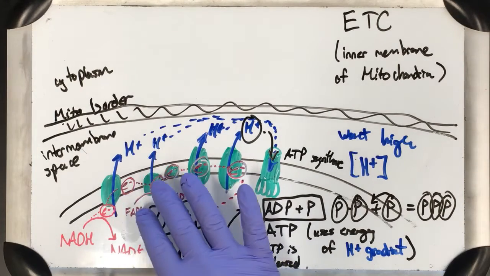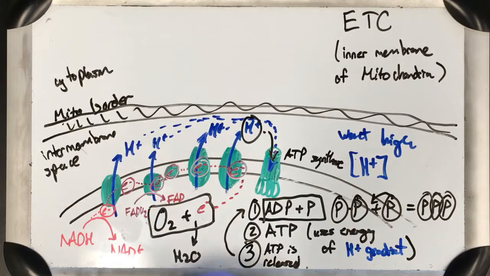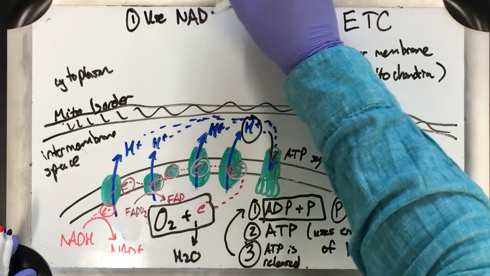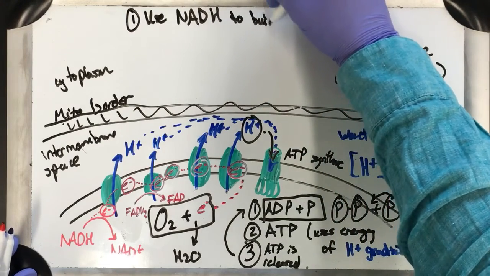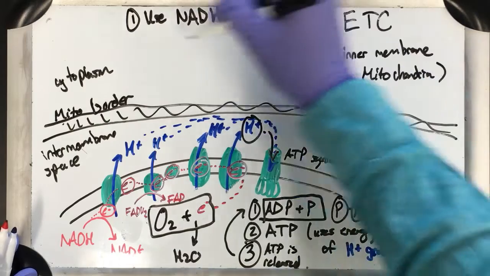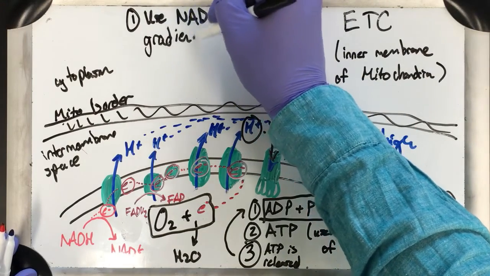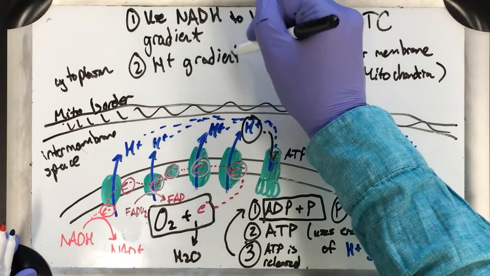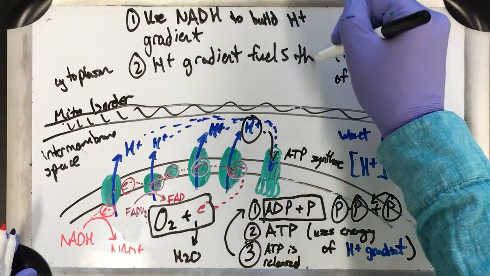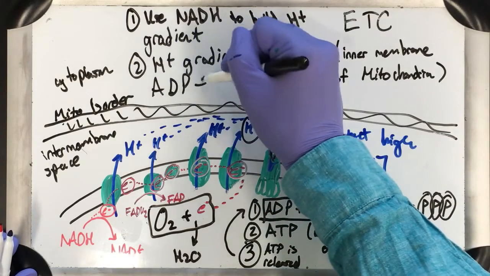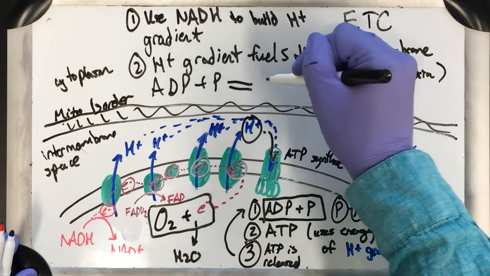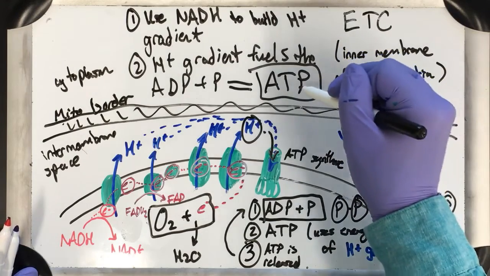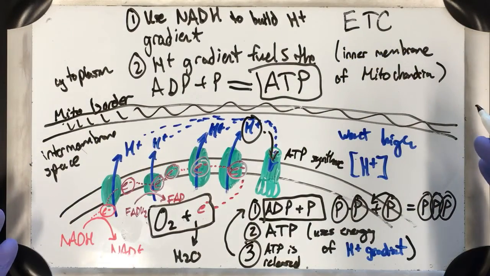So that is the whole broad point of the electron transport chain, is that we use NADH to build an H plus gradient. The H plus gradient fuels this reaction, ADP plus P equals ATP. And ATP can power everything in our cells, all of our complex processes.